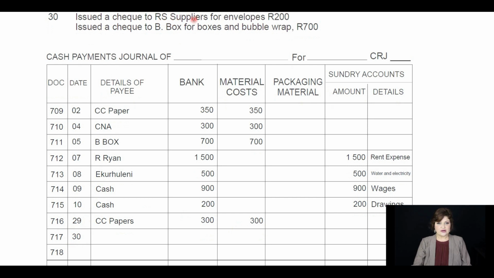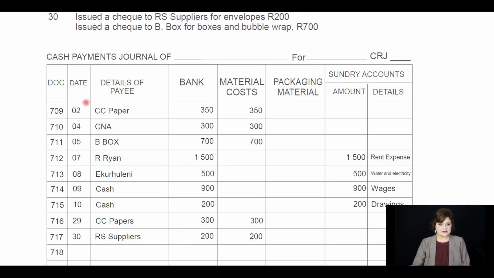Issued a check to RS Supplies for envelopes, 200 Rand. Now remember, she needs the envelopes to complete her product, so we're going to allocate that to material costs. That's right, I can hear you shouting at me. All right, so who will be your payee? Payee, RS Suppliers, for the amount of 200 Rand. You've got a material cost column, so you just fill in 200 Rand over there.